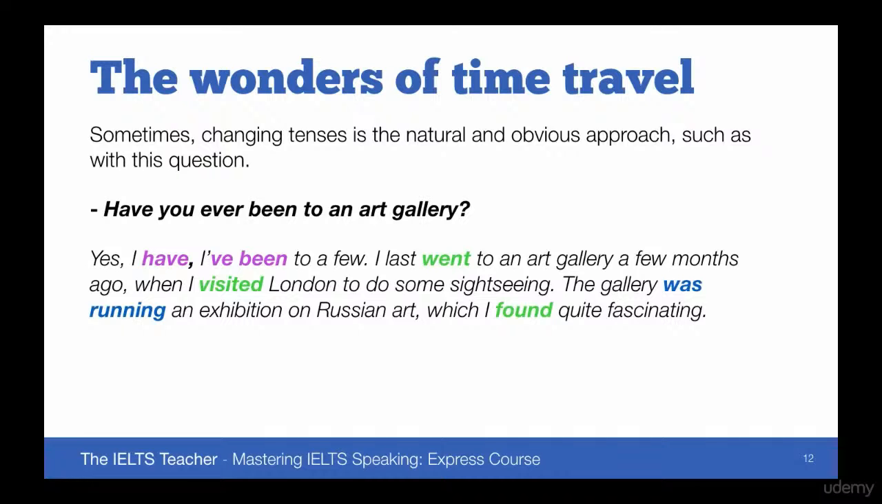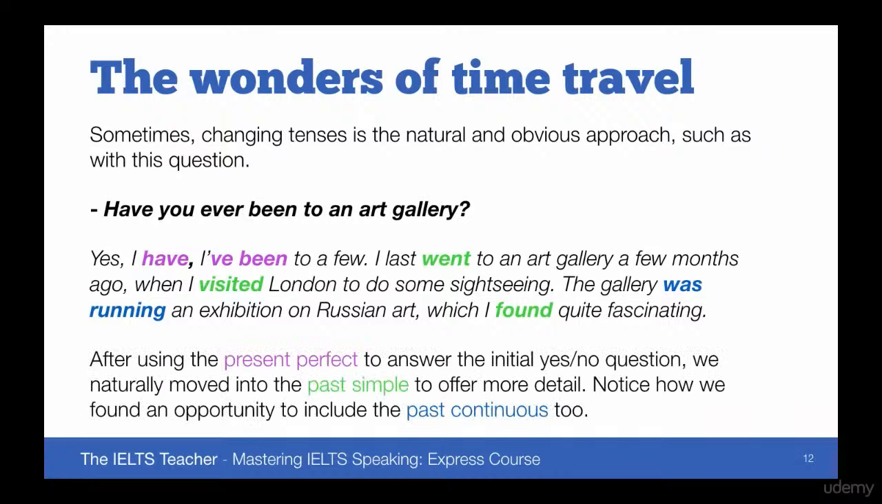perfect to answer the initial yes/no question. So identifying the question and using the grammar from it to get started in our response. We then naturally move into the past simple. It's quite a natural progression here. It'd be a bit strange to stay in the present perfect to offer a bit more detail. But notice that we've also found an opportunity to include the past continuous too. The gallery was running. That takes a little bit more thought and consideration.